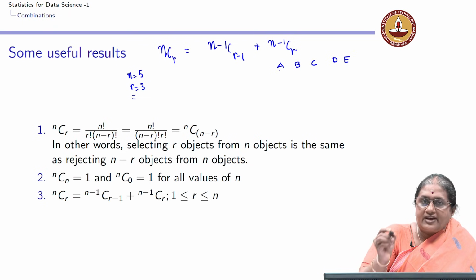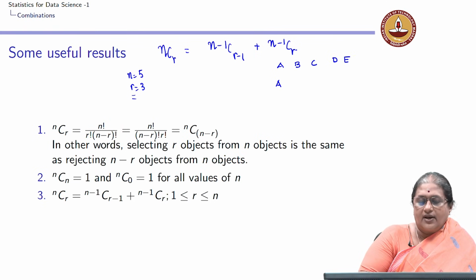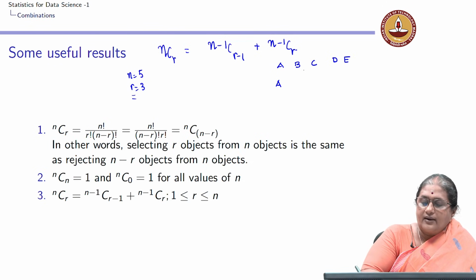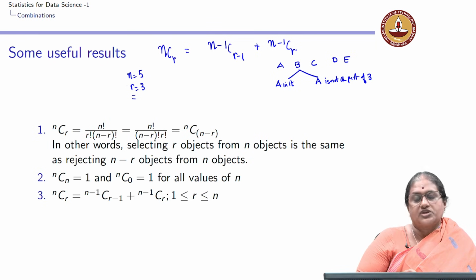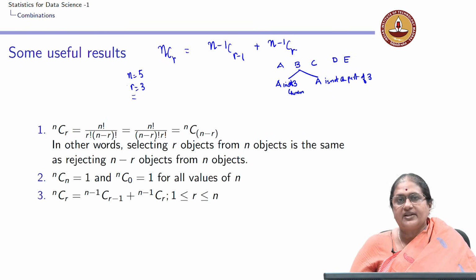Now I look at one of them, for example A. There are two ways of looking at my total choices. One way is that the group of 3 has A in it, and the second is that A is not a part of the 3 that is chosen.